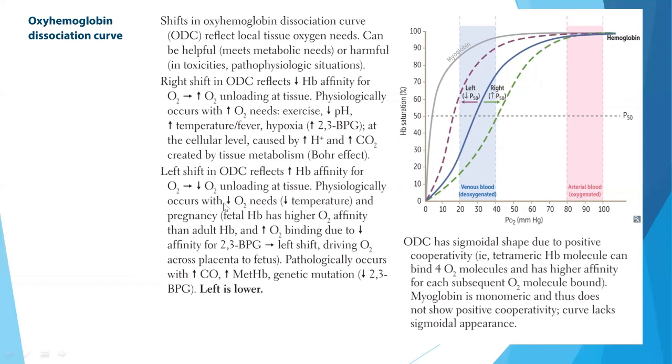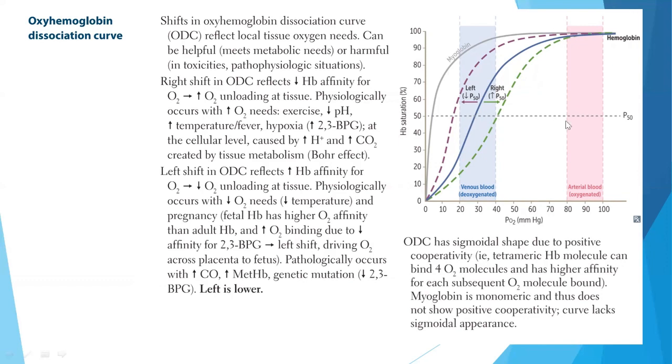Physiologically, it occurs with decrease in the temperature, hypothermia, and pregnancy, because the fetal hemoglobin has higher oxygen affinity than adult hemoglobin. And it also has the increased oxygen binding due to decreased affinity for 2,3 BPG. So it drives oxygen across the placenta to the fetus. Pathologically, it will occur in case of carbon monoxide poisoning, methemoglobinemia, and genetic mutation, which can lead to decreased 2,3 BPG.